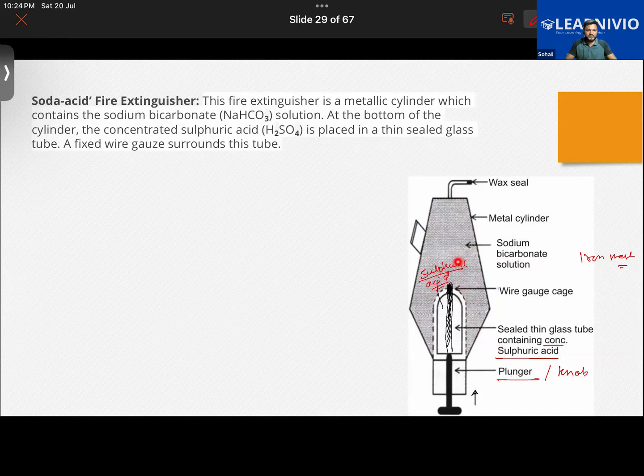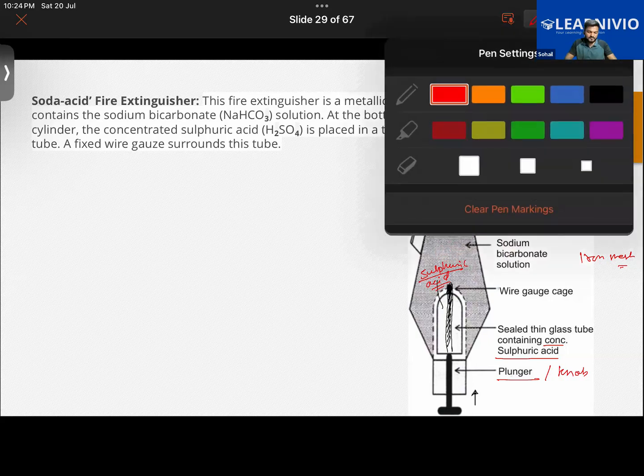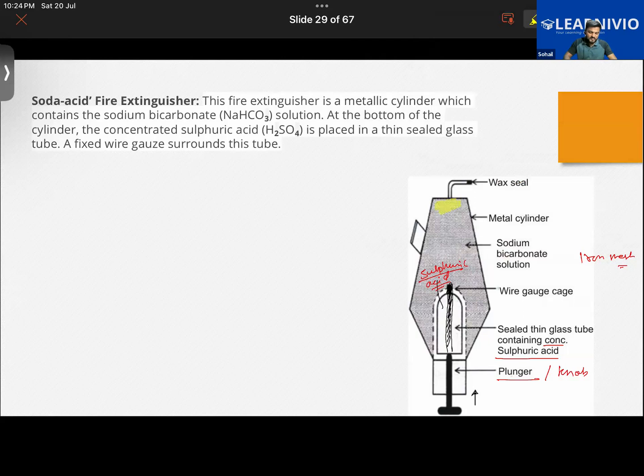So you tell me, the sulfuric acid that comes out of this broken glass tube will be reacting with the sodium bicarbonate solution present in it now. Of course, it is going to react with it. This whole region that you see over here is filled with the baking soda solution.